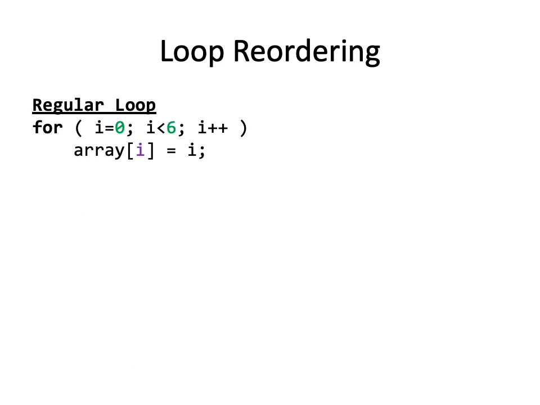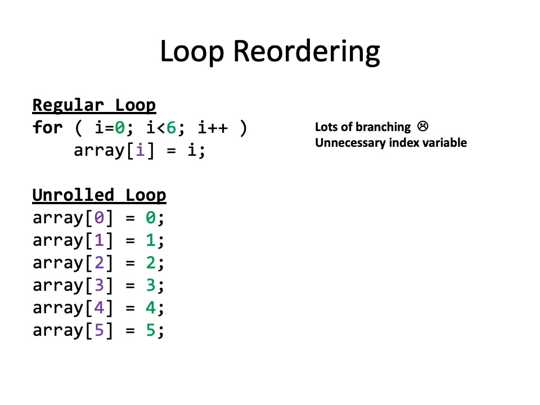Here's an example of loop reordering. In a regular for loop, for instance, you might be assigning six elements of an array, say. You can see what's going on; I don't have to explain it to you. The problem here is that there's lots of branching. At the beginning of each iteration, it has to check that condition, and at the end of each iteration, it has to increment that index variable. There's also an index variable, which is maybe unnecessary. So what the compiler will do in loop reordering is take away the for loop, flatten the entire loop out, and write it out explicitly like this. Now this is a trivial example, but it can do this for more complicated situations as well.